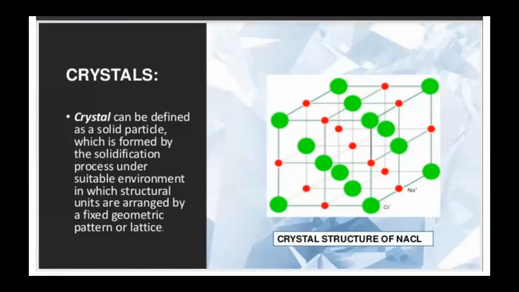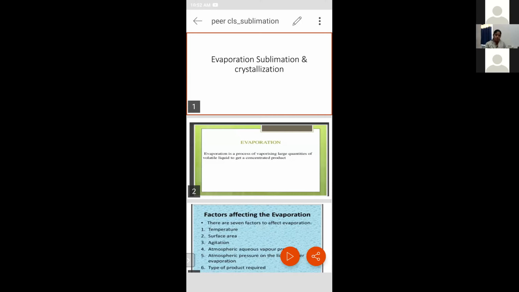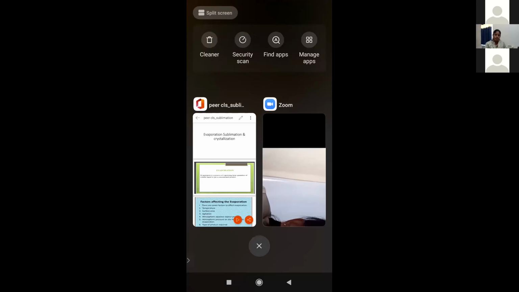And a crystal can be defined as a solid particle which is formed by the solidification process under suitable environment in which structural units are arranged in a fixed geometric pattern or lattice. And the process of becoming a substance into crystal is crystallization. You can see in the figure the crystal structure of sodium chloride, NaCl, where it has a fixed regular structure. And this is all about the three concepts I have to handle. Now we can move to other concepts.